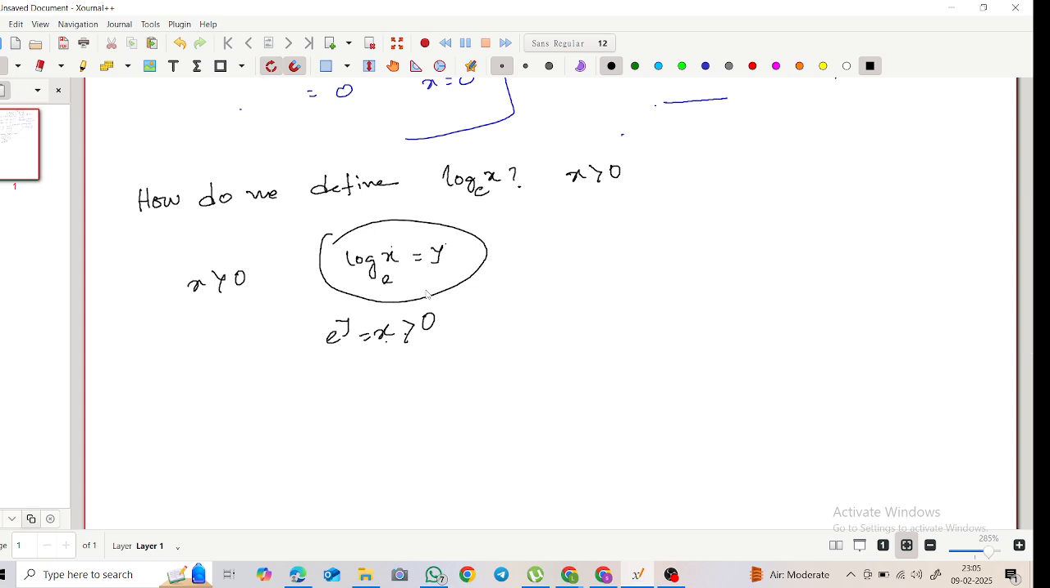How about the converse? Why does such a y exist for log x base e? Why does it have to be real? It can even be complex. So that's the question: how do you define log x base e? Sridhama, Rejwan, is the question clear?